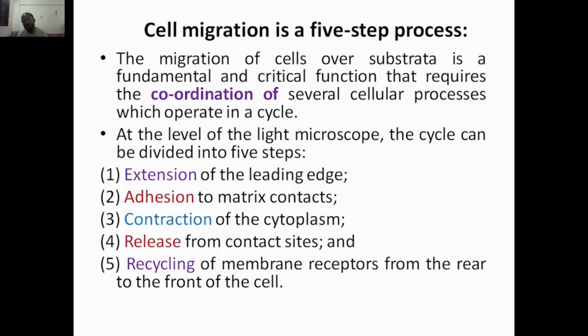So at the level of light microscopy, the cycle can be divided into 5 steps. That means from the observation under light microscopy, we are able to differentiate cell migration at different stages. We know how the cell migrates; we can view the cells under a microscope, right? So with the help of light microscopy, they have categorized 5 different steps where there is a significant difference in the movement of cells.